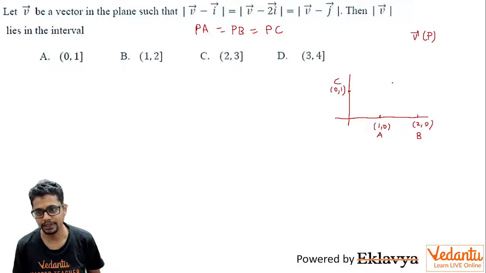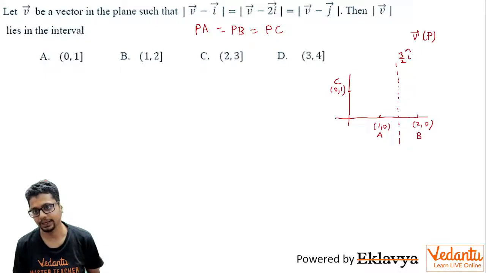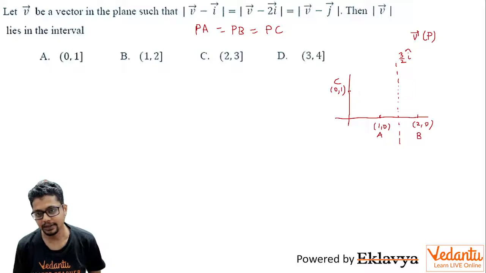Since AB would be like a chord, point P would lie on the perpendicular bisector of AB. That means the i cap component, or you may say the x coordinate if you want to compare it to 2D geometry, would be 3 by 2. So you may say 3 by 2 i cap. Every point on this line has 3 by 2 i cap as part of its position vector.